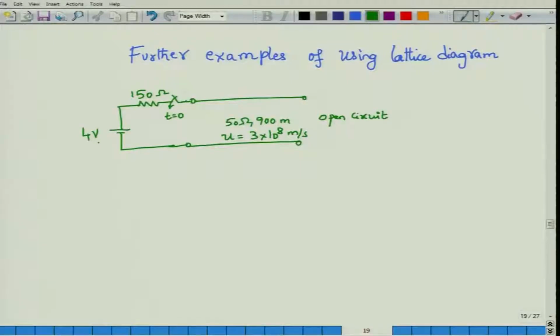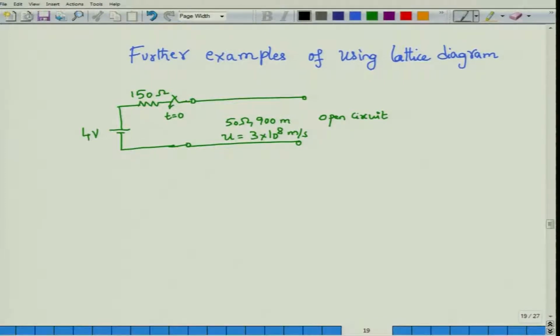the following problem. So we have a battery which is producing a 4 volt DC voltage. It has an internal resistance of 150 ohms. It is connected to a transmission line circuit which is 900 meter long and terminated in an open circuit. The characteristic impedance of the transmission line is 50 ohms and the velocity with which the voltage would propagate on this transmission line is 3 into 10 to the power 8 meter per second.